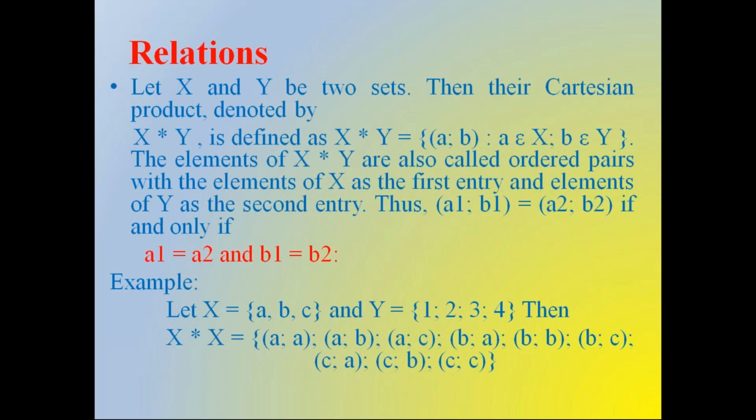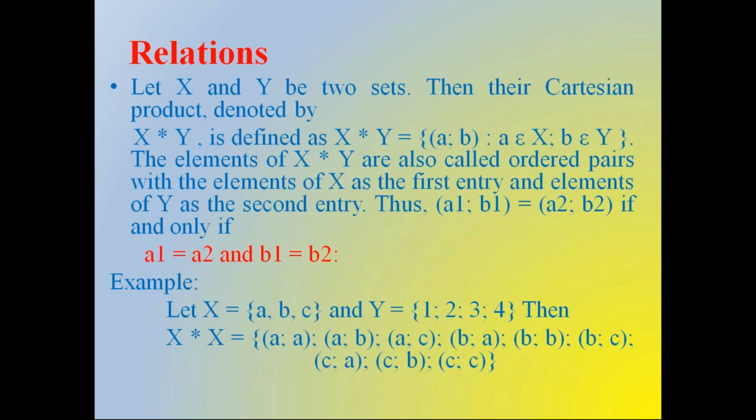For example, if there are two sets, capital X equal to {a, b, c}, then the Cartesian product X × X equal to (a, a), (a, b), (a, c), (b, a), (b, b), (b, c), (c, a), (c, b), and (c, c). So this set of all ordered pairs is called the Cartesian product of the given set X with X, and there is a relationship within the set X.